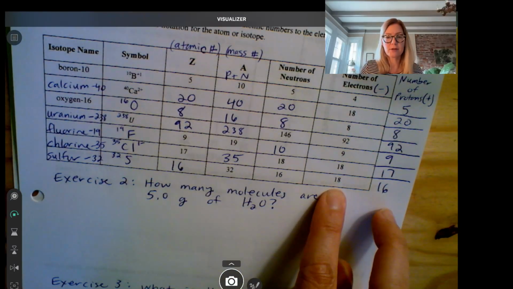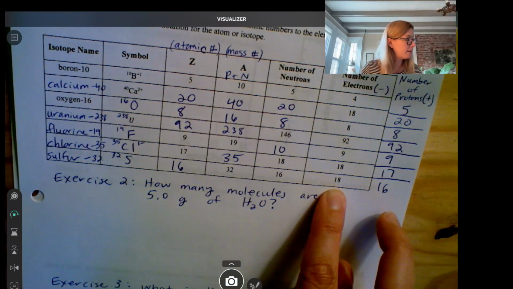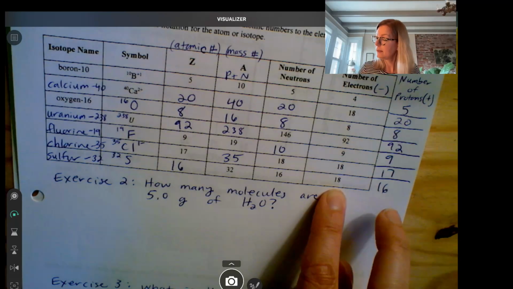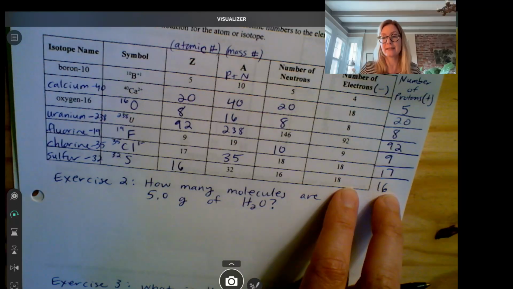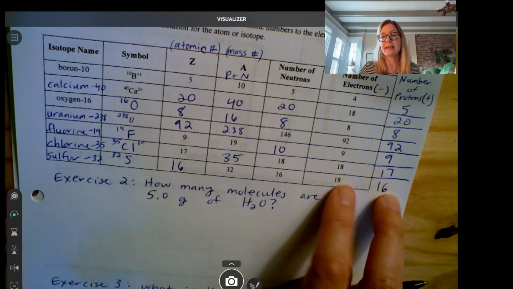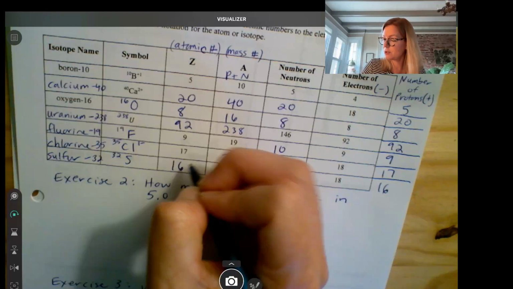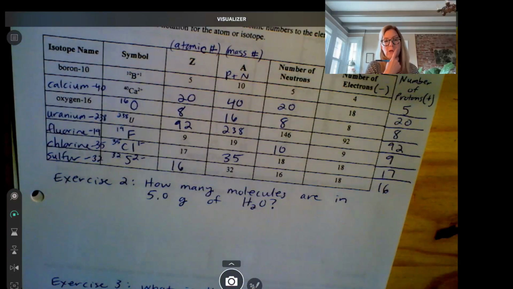The electrons are 18, and the protons are 16, okay? So the atom would have had 16 and 16. This is clearly an ion. It gained 2 extra electrons. So 18 negative and 16 positive adds up to 2 negative. So that's an ion, okay?